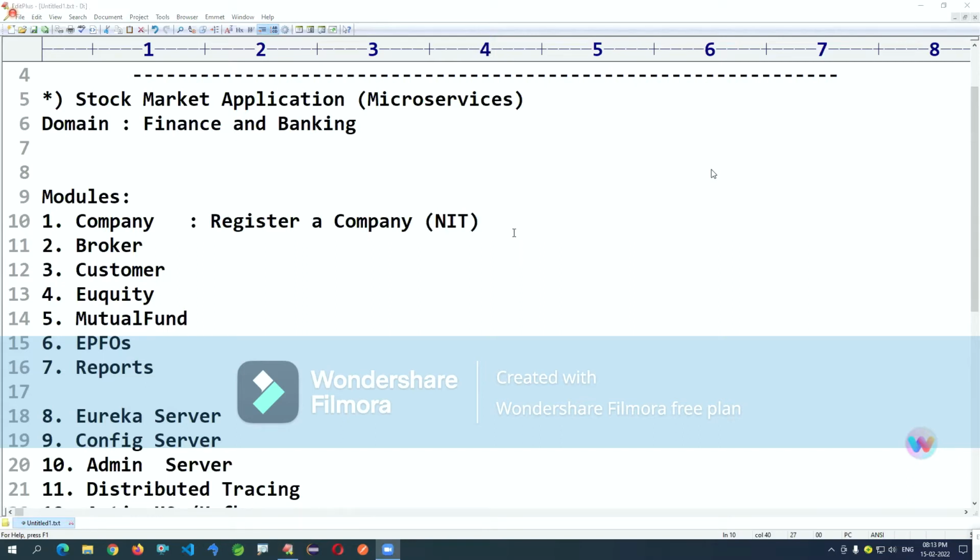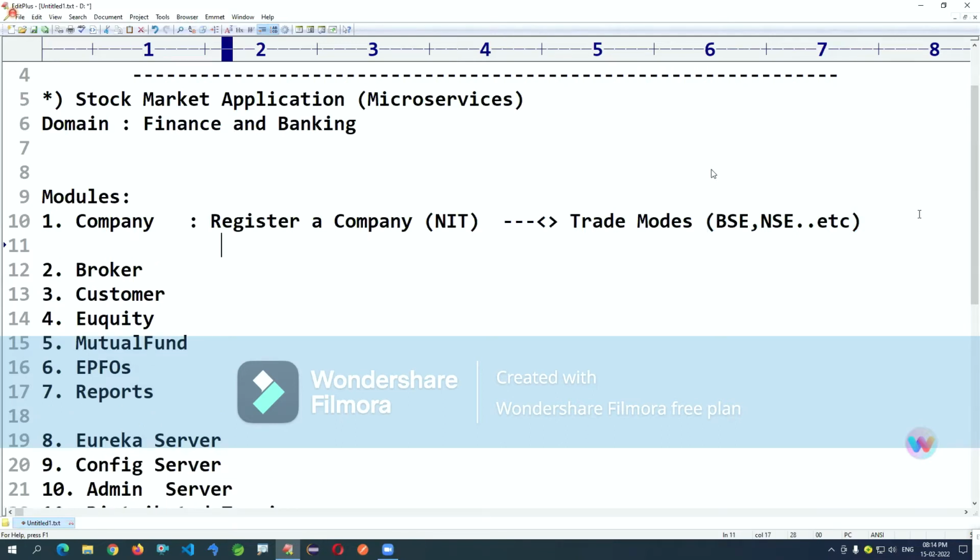We'll be having stock modes here. It is going to connect with the trading modes. Trade modes will be here, such as Bombay Stock Exchange, National Stock Exchange, and so on. We are going to have some trade modes, company registration ID, annual turnover, stock value. We are going to have different things here: stock value, lot value, batch value.